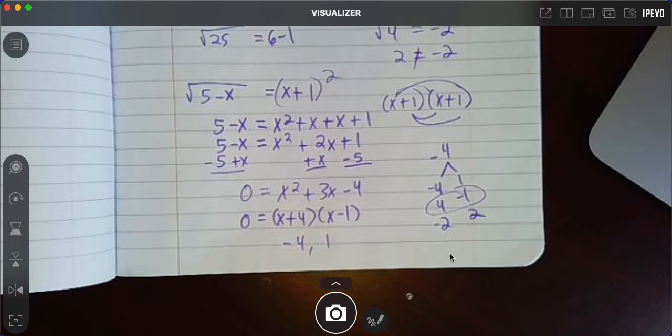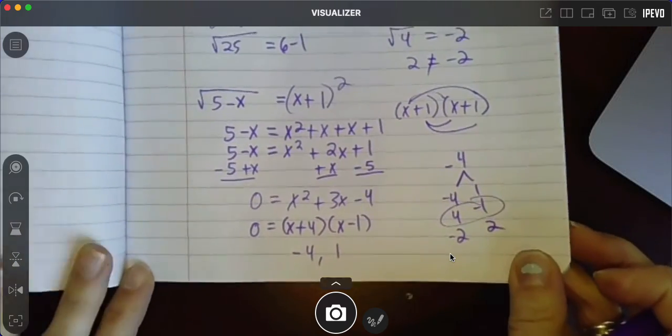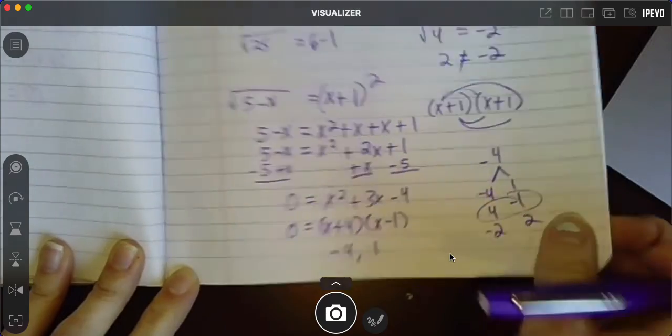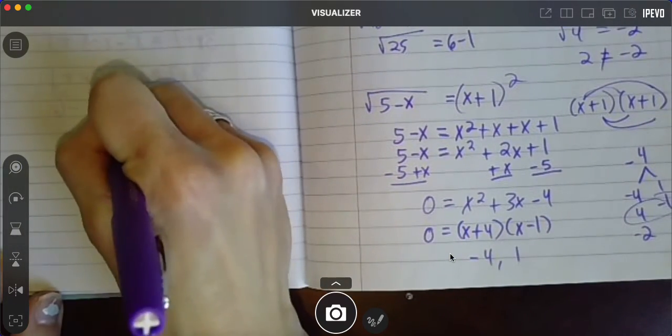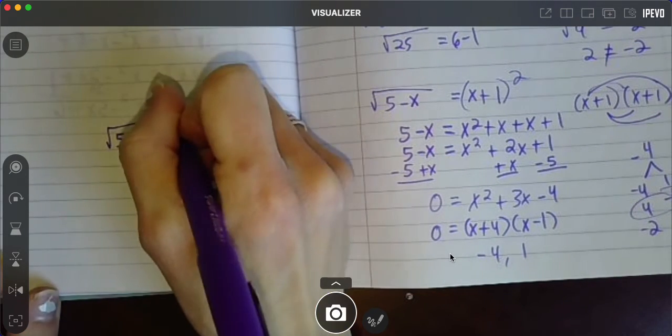So then we take them and plug them back in the beginning, right? Right. So I would write, and I'm going to use this one, negative 4. The square root of 5 minus negative 4 equals... What is that?